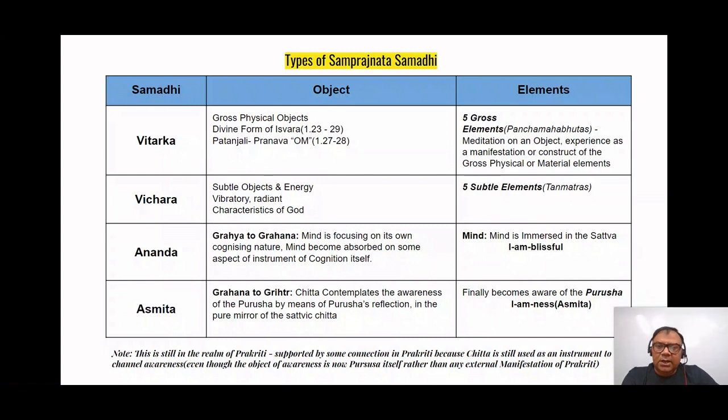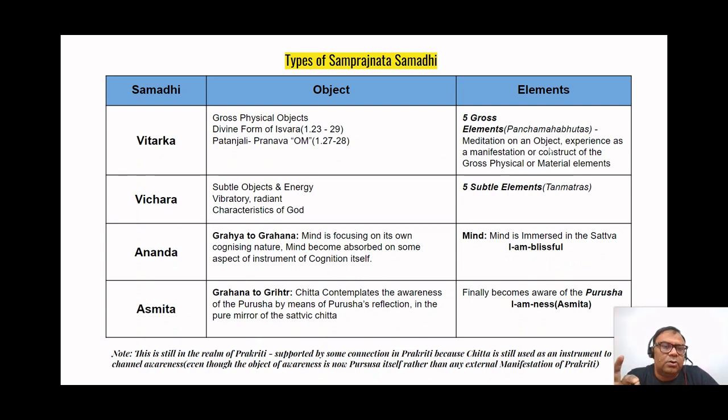Vitarka is based on the gross object. Whenever you pray in front of any idol or any image, that particular image of any god, or of any symbol, is the vitarka. That means you are concentrating on a particular object, a gross physical object. And the elements of this samadhi are the pancha mahabhutas.